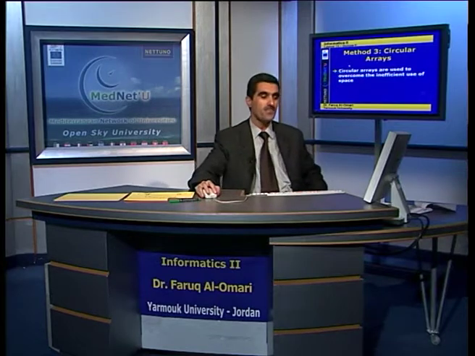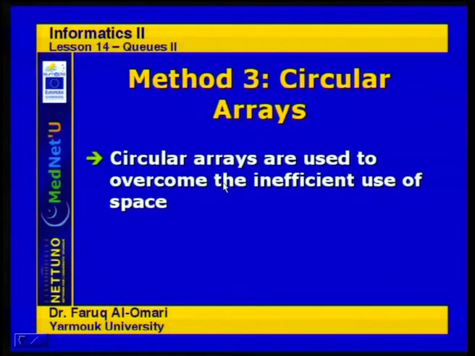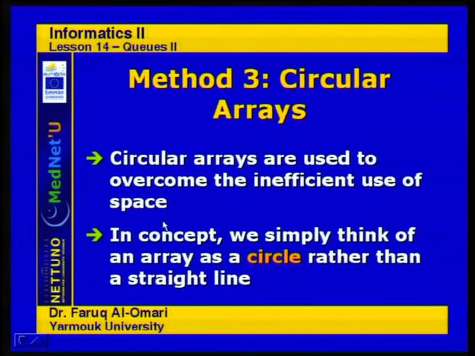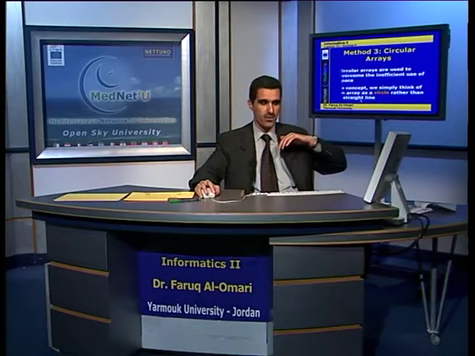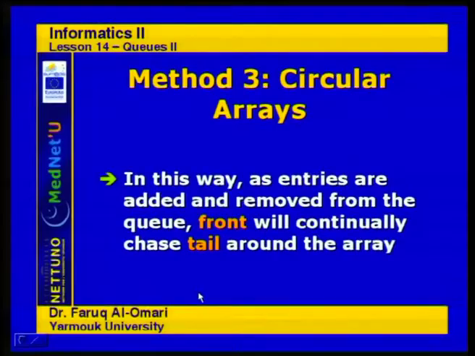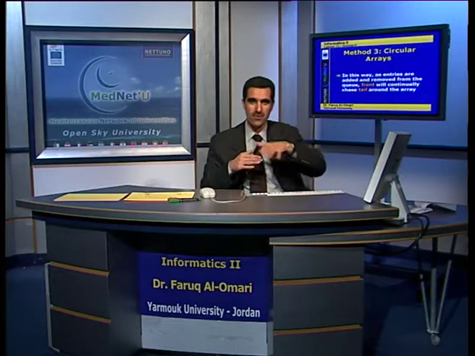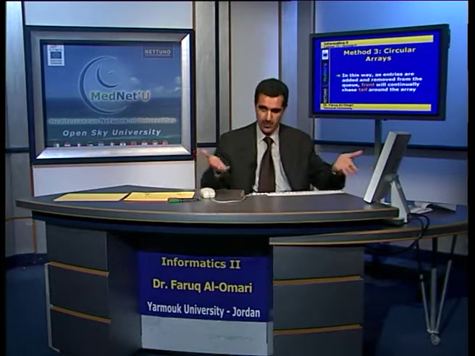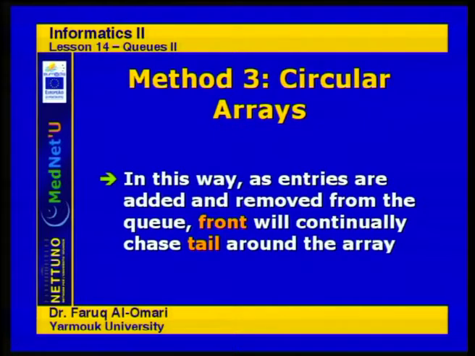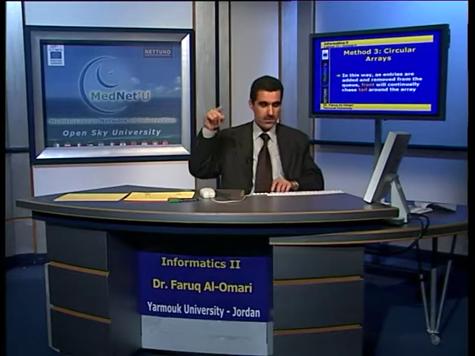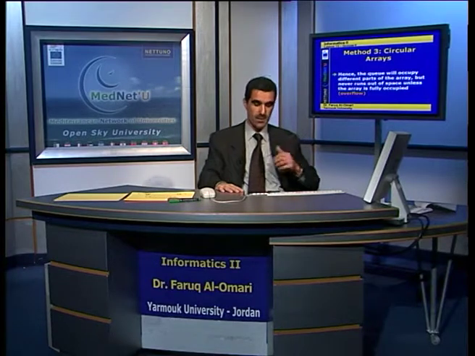So circular arrays are used to overcome the inefficient use of space. In concept, we simply think of an array as a circle rather than a straight line, a flat structure. In this way, as entries are added and removed from the queue, front will continuously keep following tail, actually. It's chasing the tail, or rear, what we called so far, around the array. Okay? And it circulates around. Let's look at the picture in a second.